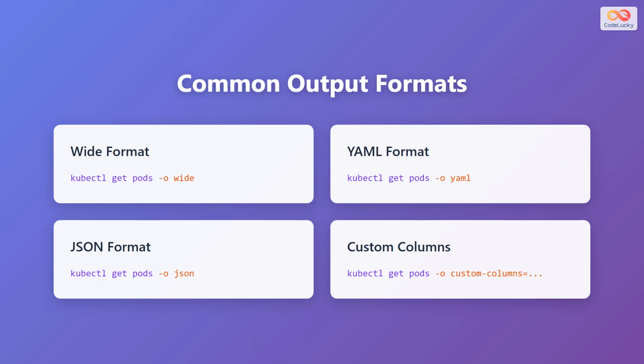kubectl get supports multiple output formats to suit different needs. The wide format using -o wide provides additional details in a table view. For structured data that can be processed by other tools, use -o yaml to get YAML formatted output, or -o json for JSON format. The custom columns option using -o custom-columns allows you to define exactly which fields you want to display, giving you complete control over the output.